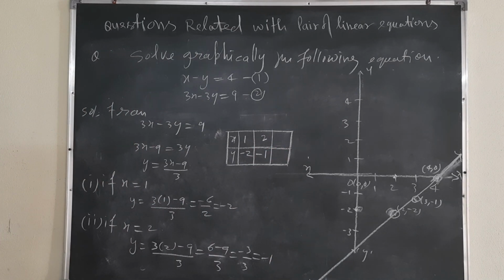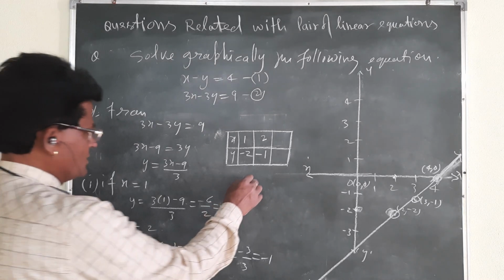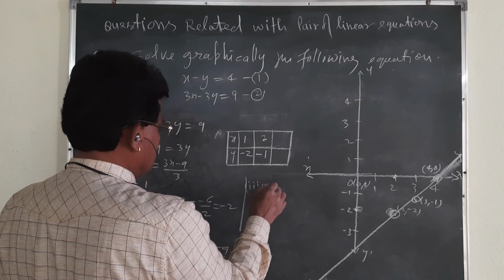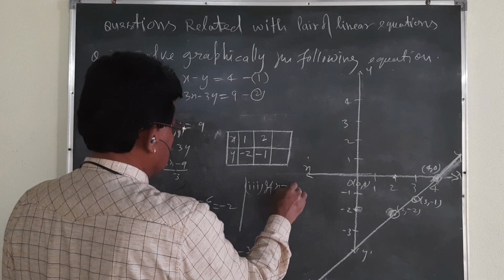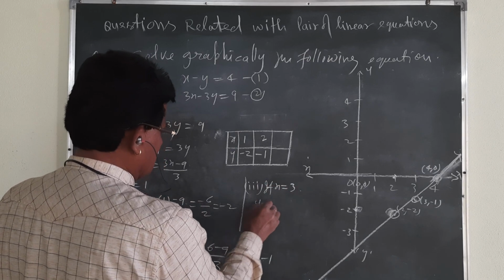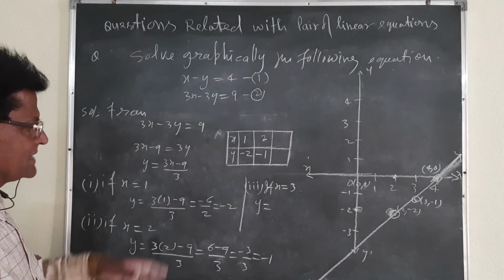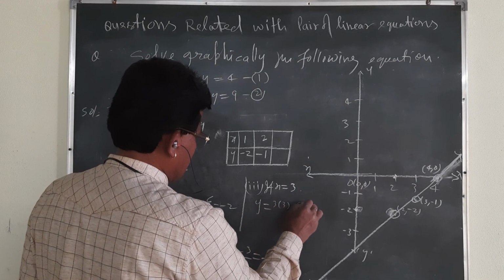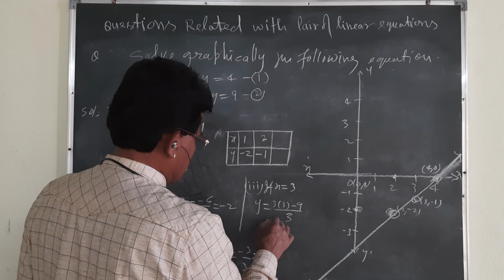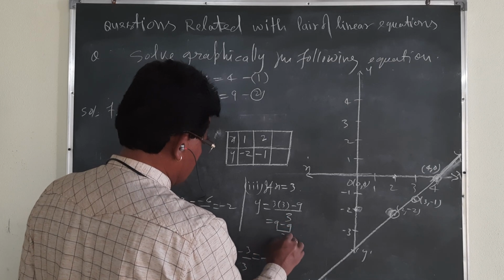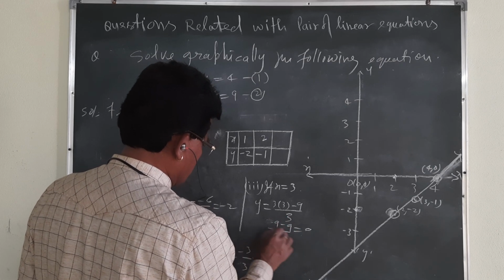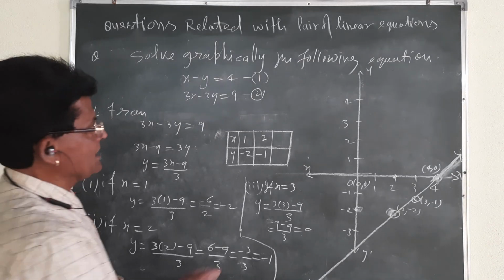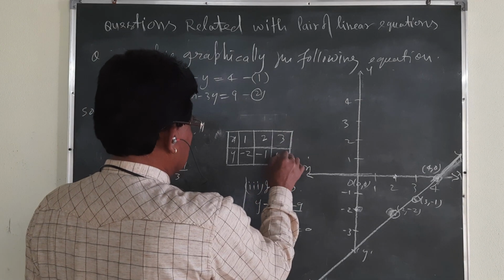Okay, let me take one more value so that you can draw the graph easily. Third case, I am taking x equal to suppose 3, then y will be equal to (3 times 3 minus 9) by 3. Okay, 9 minus 9 that is 0, so y will be 0. If x is 3, y will be 0.